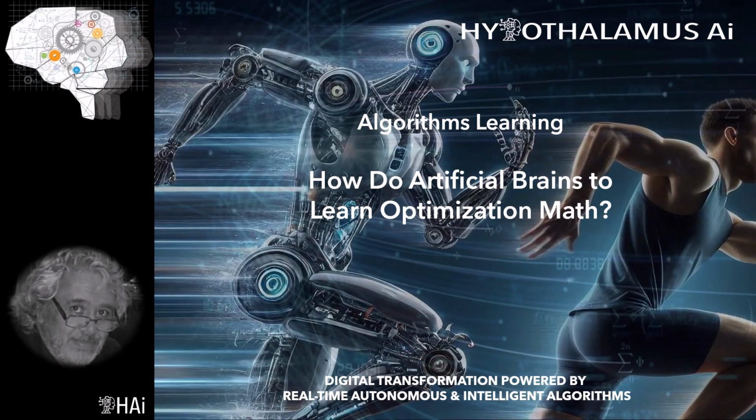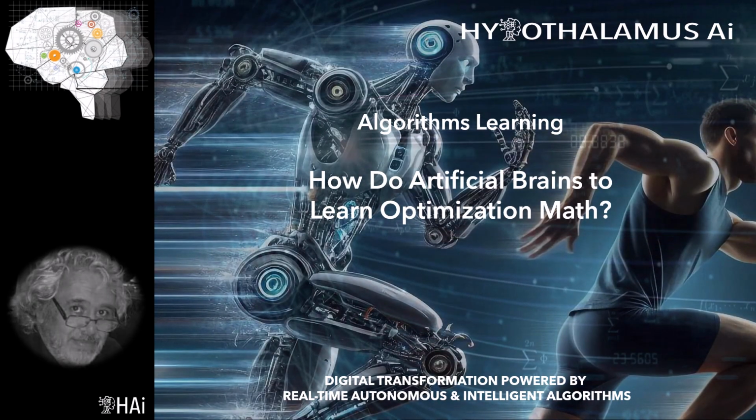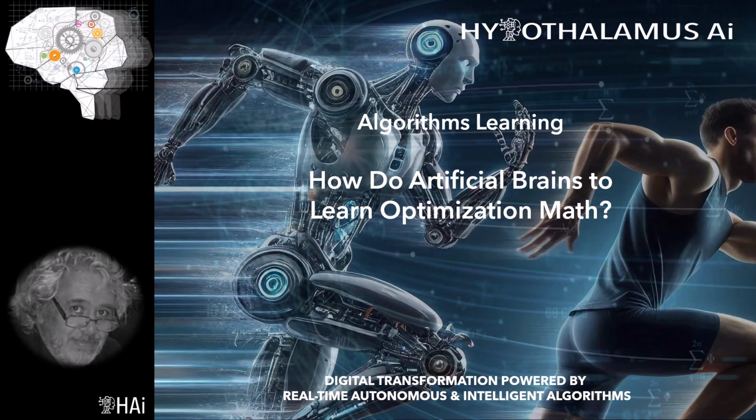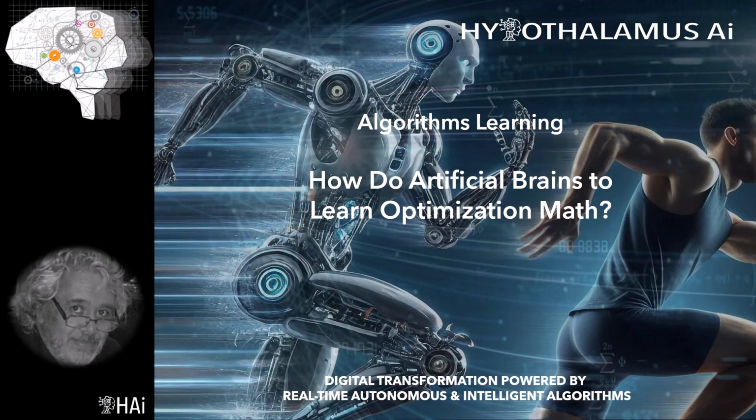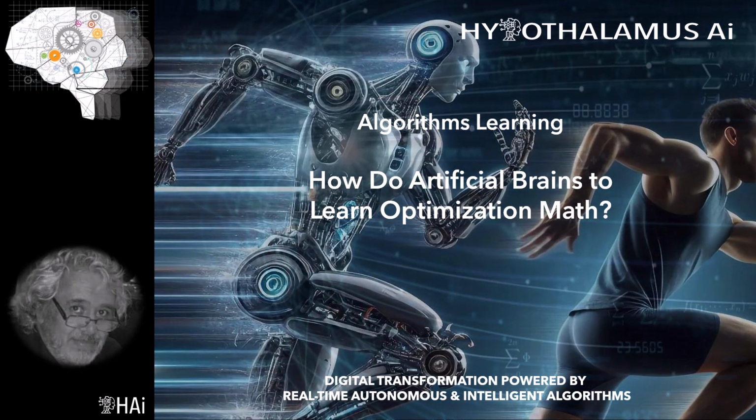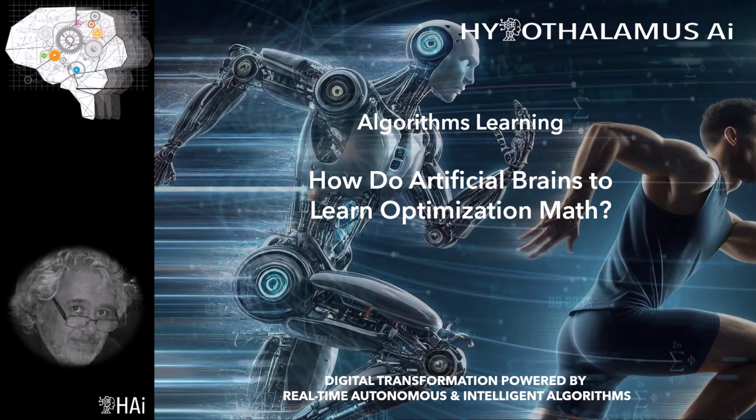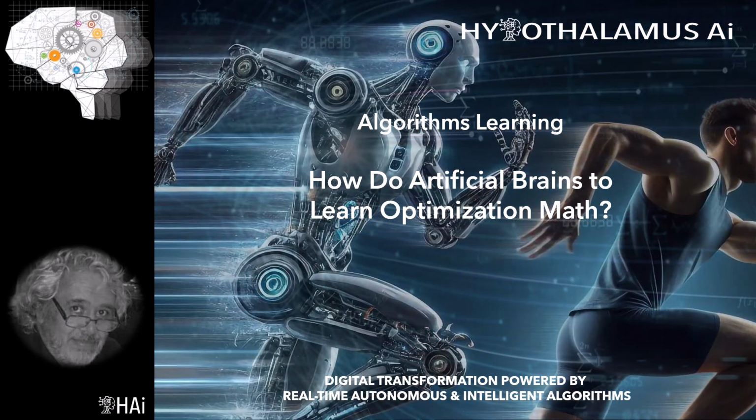Hypothalamus Artificial Intelligence, HI. Digital transformation powered by real-time autonomous and intelligent algorithms. Presents the short conference, Algorithms Learning. How do artificial brains learn optimization math?